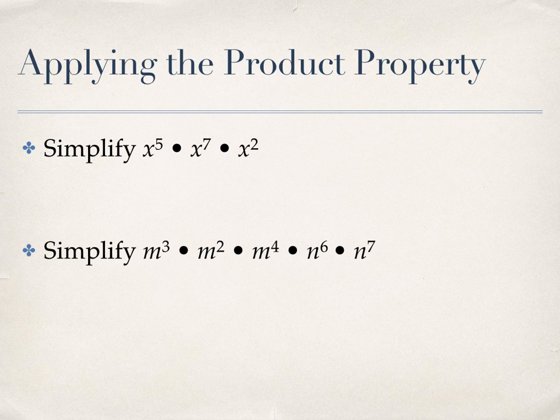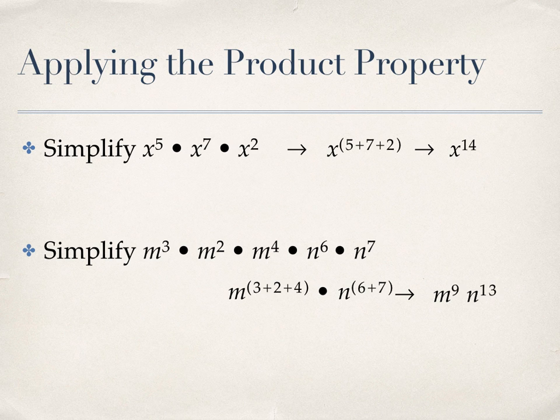So let's apply this product property. In the first example, you can see that x is being multiplied by itself using different exponents. So we add our exponents together. And so our final answer can be simplified to be x to the 14th power. In the second example, we have some factors of m and some factors of n. We want to be careful to group those together. Now we can simplify and we get m to the 9th, n to the 13th.